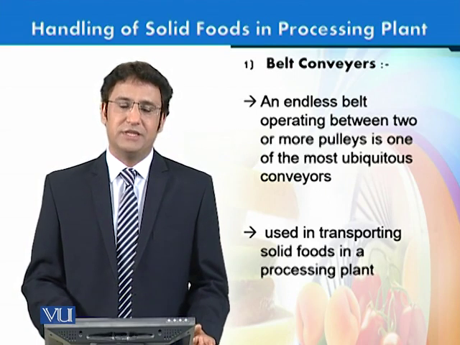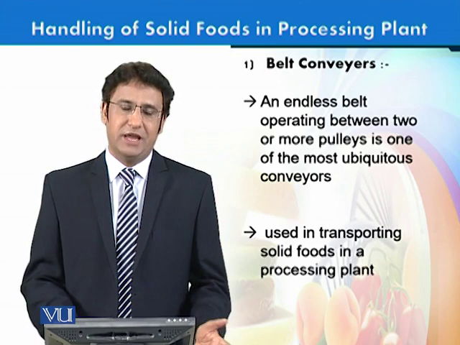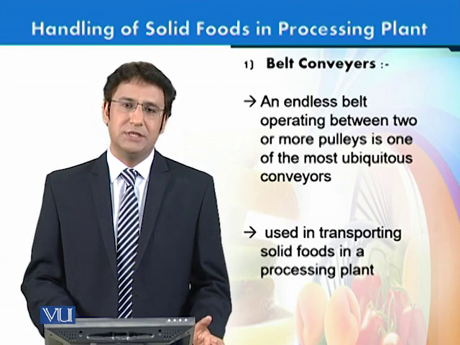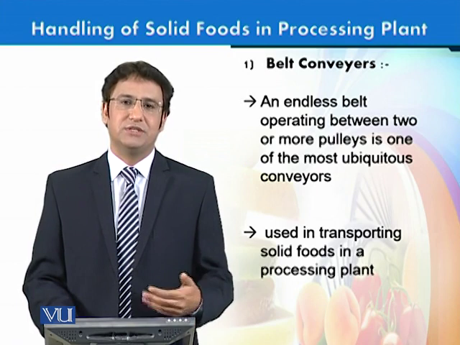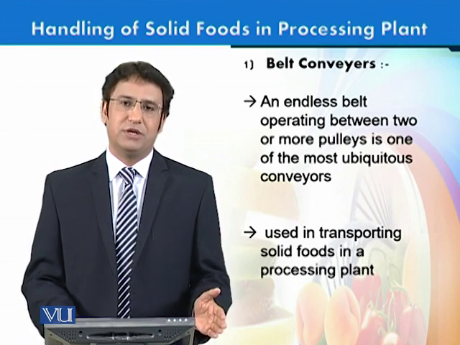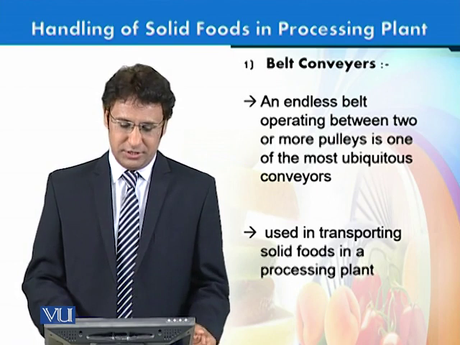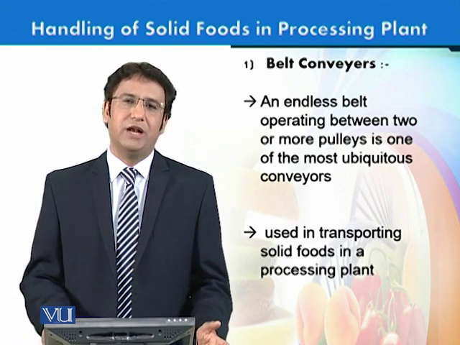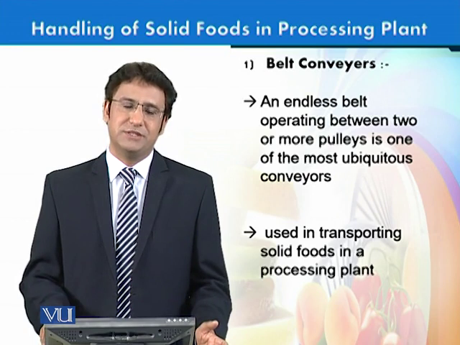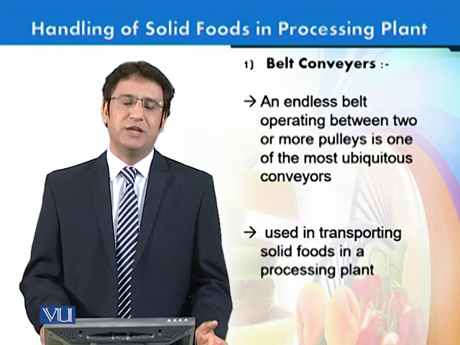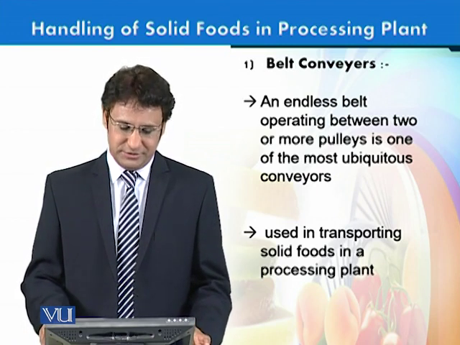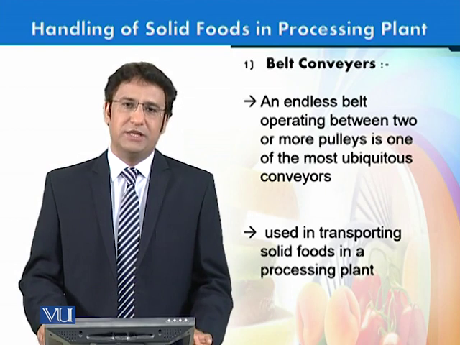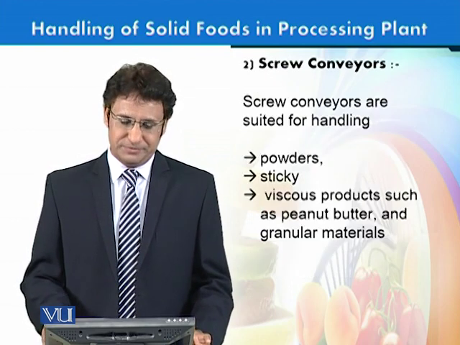The belt conveyor, as the name suggests, is an endless belt operating between two wheels or two pulleys. The belt keeps on moving, transferring food from point A to point B constantly. They are the most widely used conveying systems because they are very common and can be utilized for different kinds of foods and raw materials. Generally they are used for solid material transfer.